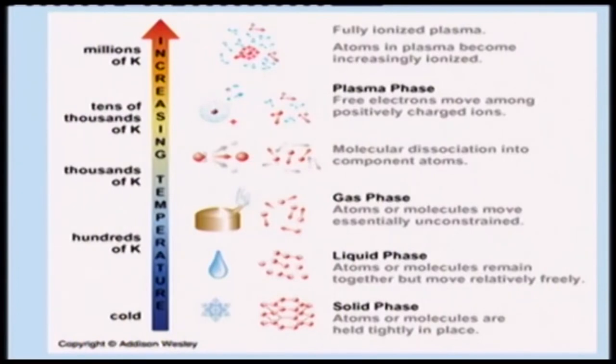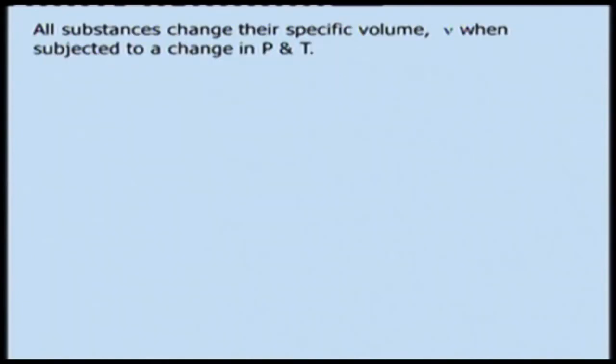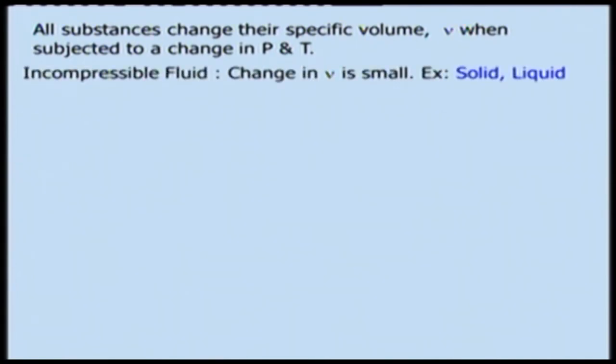So this is the kind of phase change that occurs, and we will be discussing more about that. Let us look at how all substances change their specific volume when subjected to a change in pressure and temperature. As I told, it will be changing. For example, if I take a solid rod which is elastic in nature, either I give it a force, or it is subjected to a temperature, there will be expansion. When I remove that force or the temperature, then it will contract.